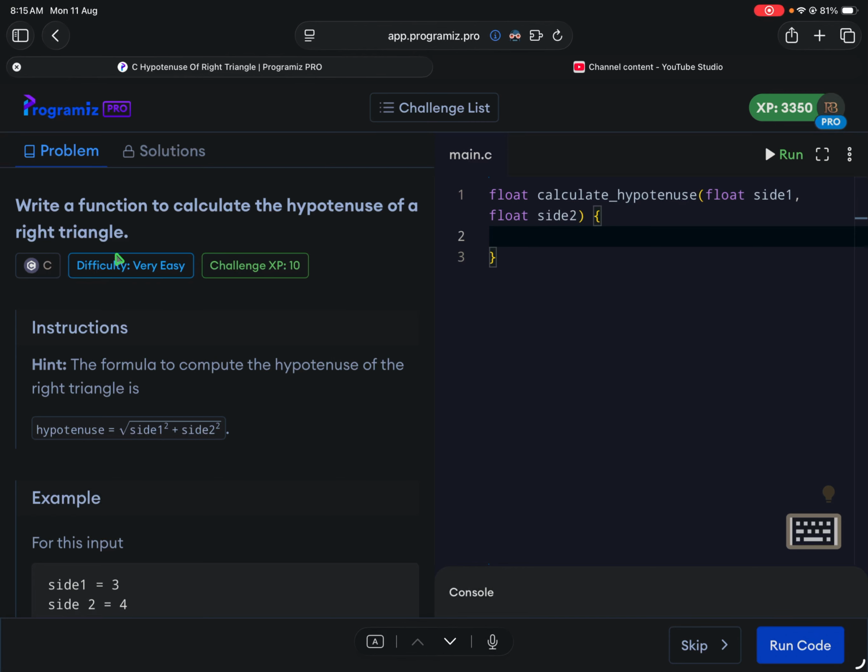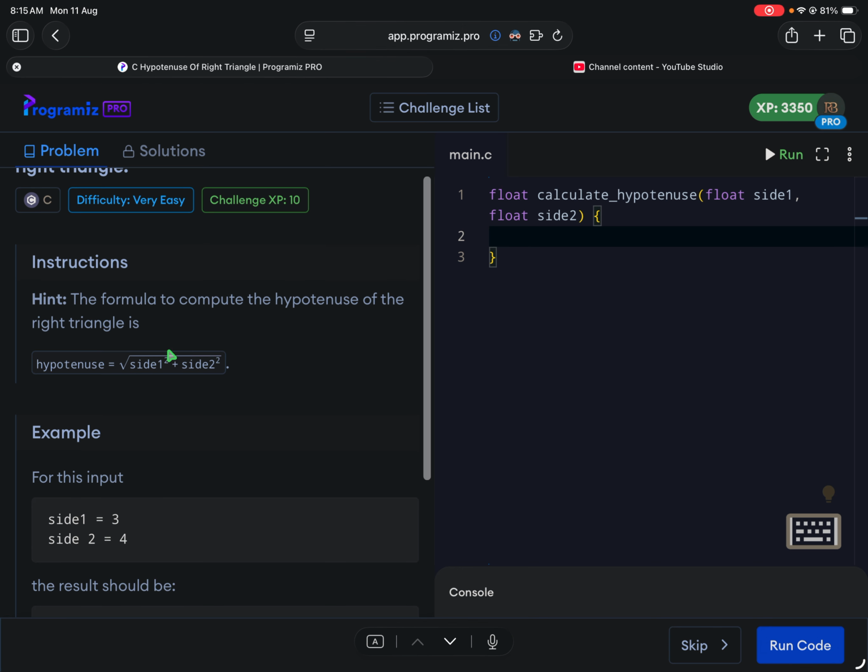So in this particular problem, what we need to do is calculate the hypotenuse of a right triangle. Okay, so the formula is side 1 square plus side 2 square, under root, right? So perhaps we can solve this without any library. Okay, but we will need the power thing, huh?